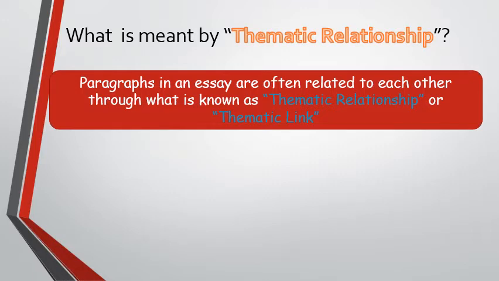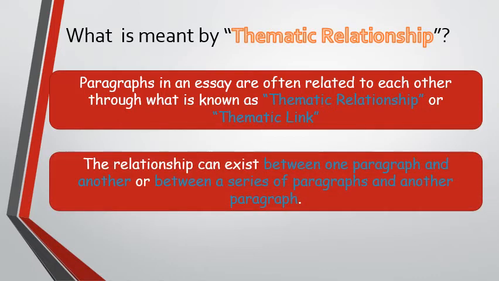Paragraphs in an essay are often related to each other through what is known as a thematic relationship, or sometimes a thematic link. So the paragraphs are related through the theme, through the content, through the information given in those paragraphs. The relationship can exist between one paragraph and another, between two paragraphs, or between a series of paragraphs, more than one paragraph, and another paragraph.